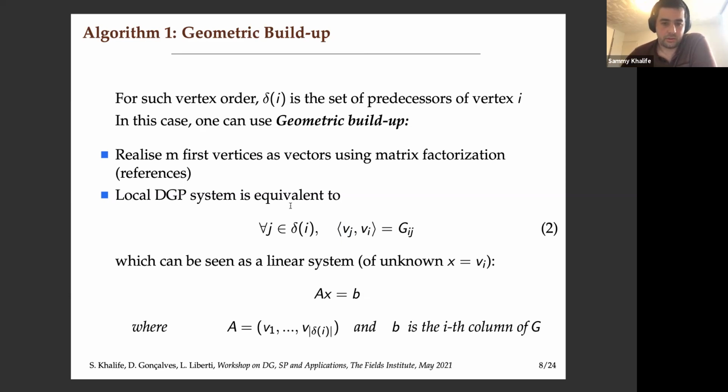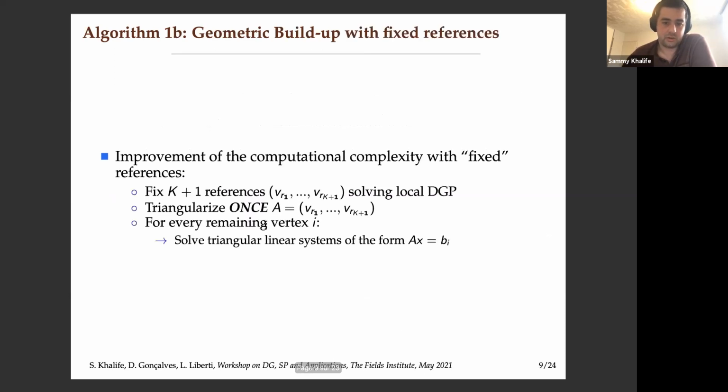And the trick here, in order to reduce the computational complexity of solving all these systems, is to consider the same set of references v1 until v delta I, such that we can triangularize the system only once. Based on the assumption that we can choose the references as the first k+1 points, we then realize the k+1 references by solving a local DGP, which can be done with matrix factorization in this case.